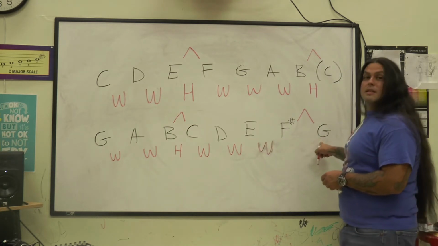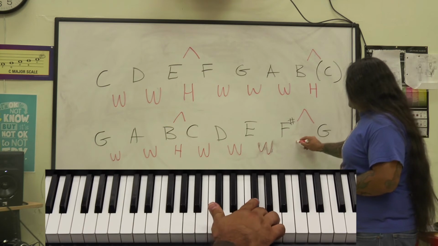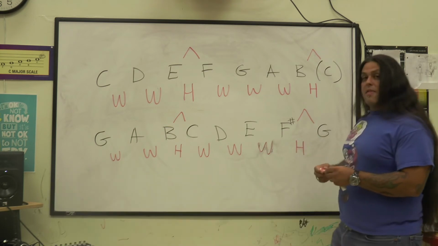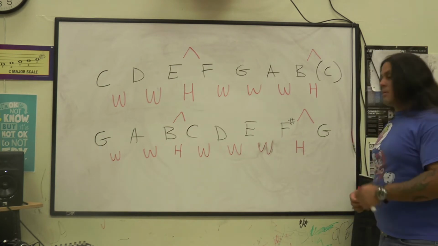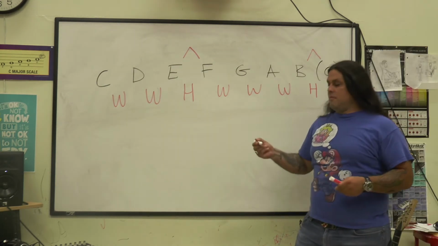Then F sharp to G, is that a half step? It is. And that is our G major scale. Let's do another one. Let's start on F.